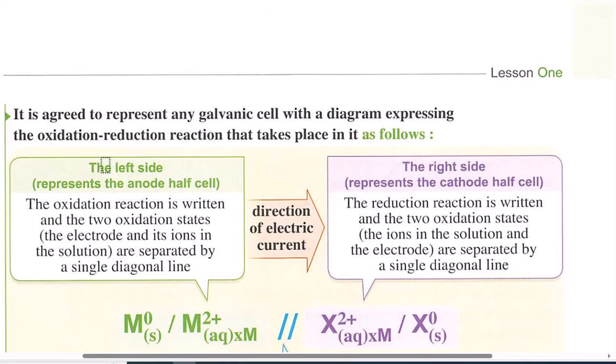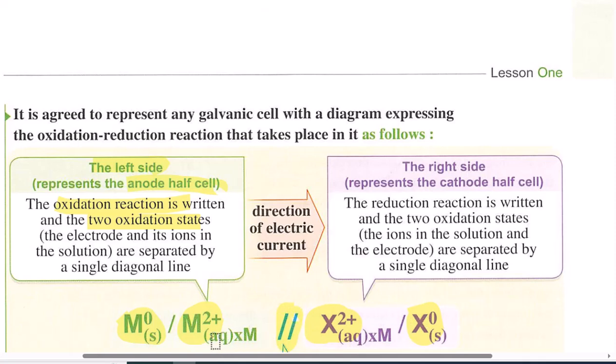The diagram starts from the left side. This left side represents the anode half cell. So we have to write the oxidation reaction with its two oxidation states, the elemental form and what happens to this elemental form: it is oxidized. And on the other hand, what happens at the cathode? The cation positive 2 is reduced to 0. So what is between them? It is the salt bridge.